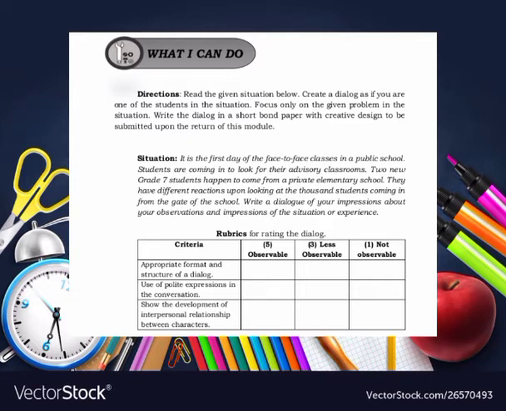The rubrics for rating the dialogue is, criteria: appropriate format and structure of a dialogue, 5 observable, 3 less observable, and 1 not observable. Use of polite expressions in the conversation, and show the development of the interpersonal relationship between characters.